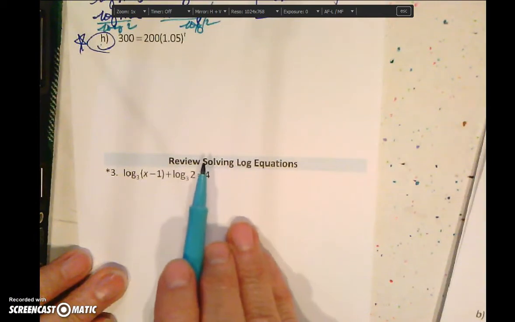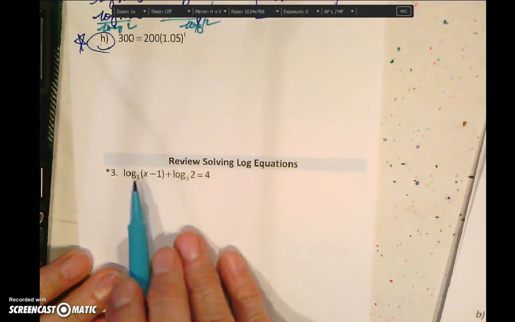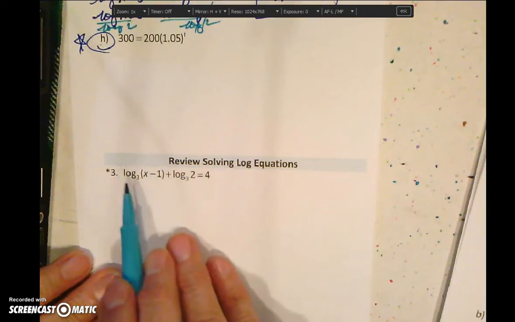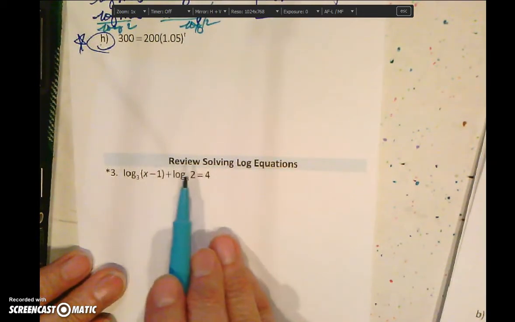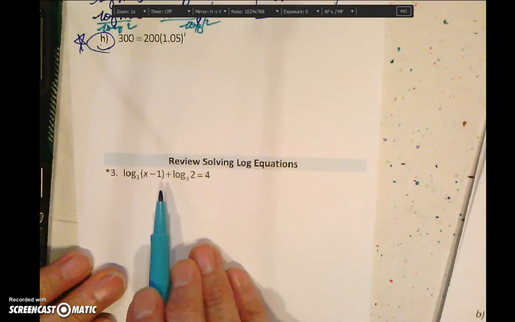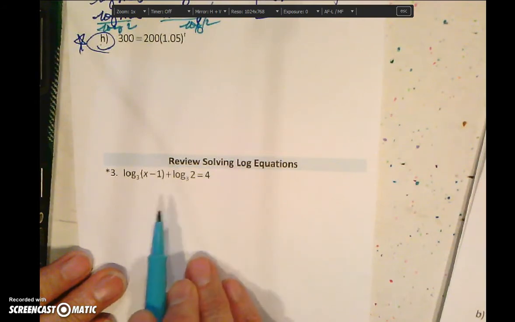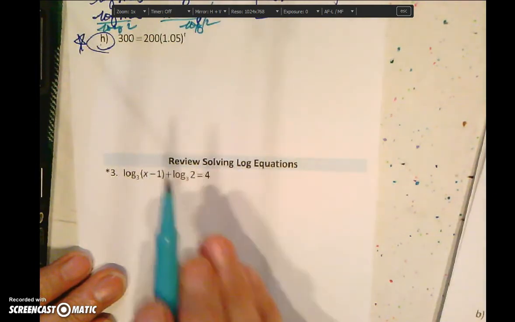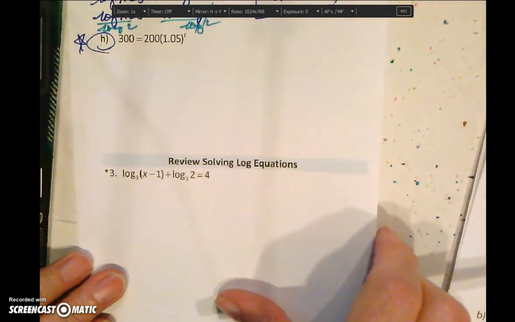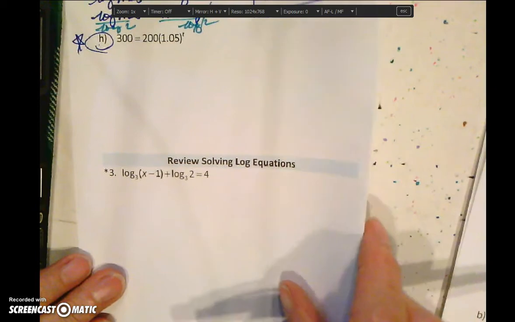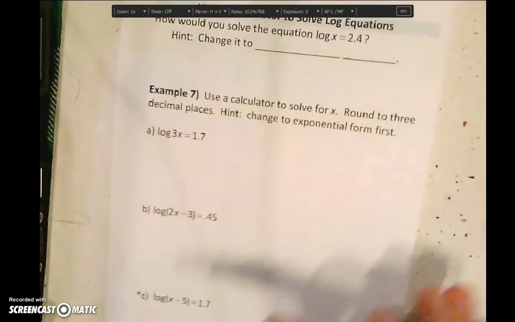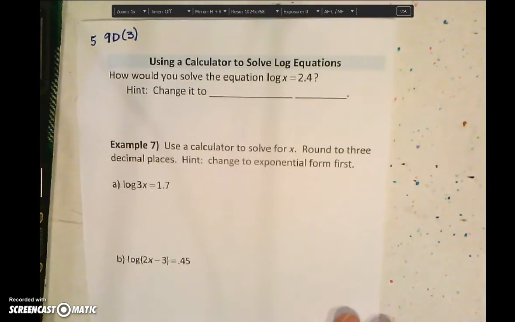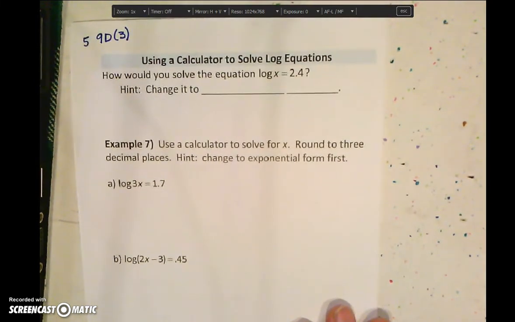In 9C, we talked about solving log equations that might look something like this, where we use the log properties to combine the two together, and then we rewrote it in exponential form. 3 to the fourth power is equal to some expression. We're going to skip over these problems. We'll come back and work them in class for review, but we'll pick back up with example 7 here, using a calculator to solve log equations.